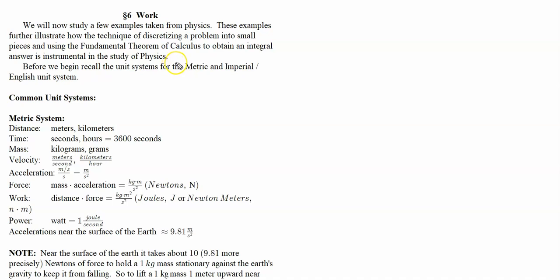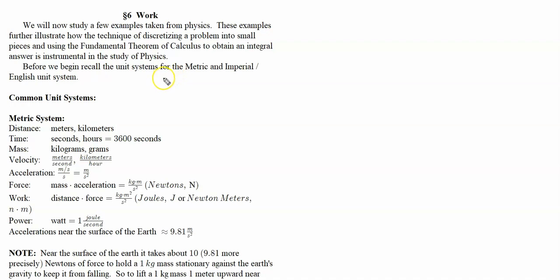Hello everybody. In this video, we're going to consider some problems from physics. So we're going to take a look at how to calculate work or the energy required to move objects. Now these examples are going to further illustrate how this technique of discretizing a problem into little small pieces and then summing them up and using the fundamental theorem of calculus to obtain an integral answer.